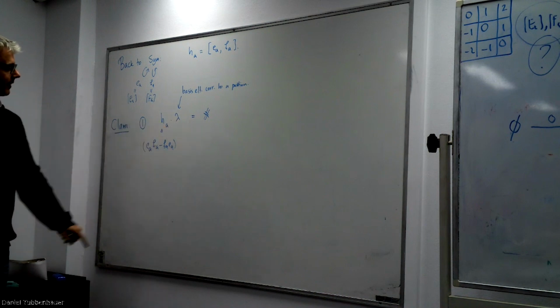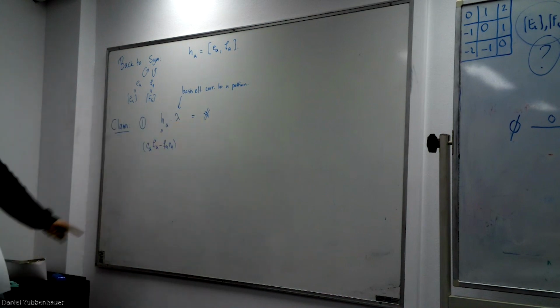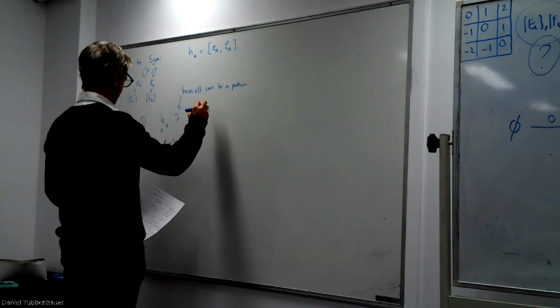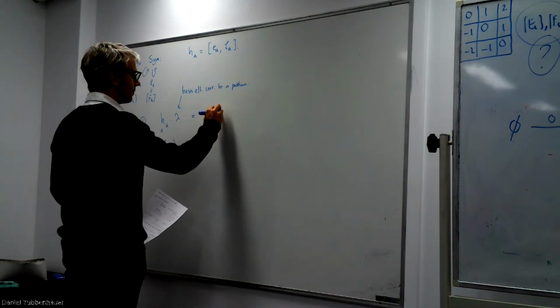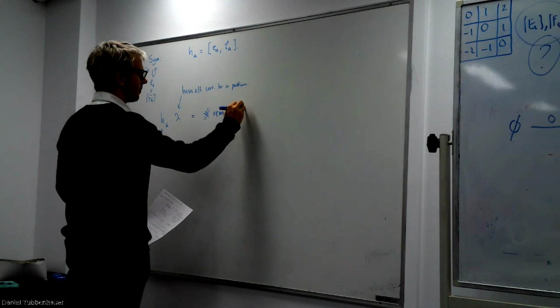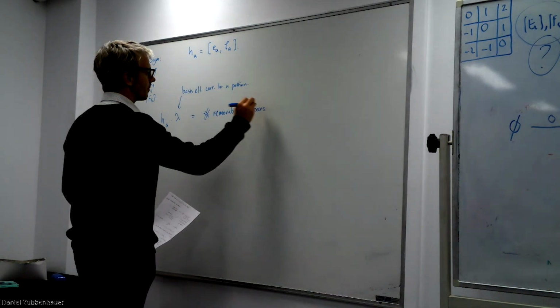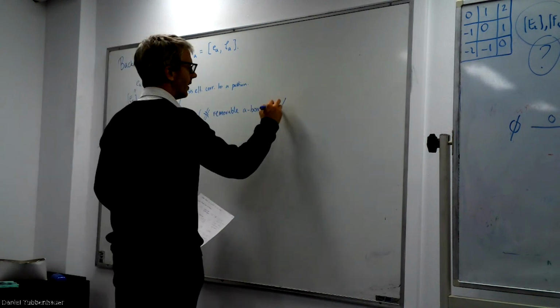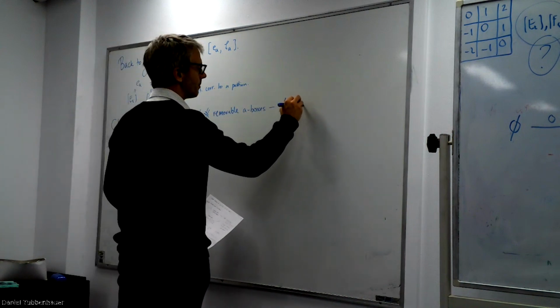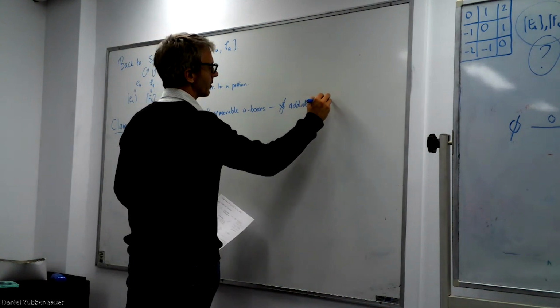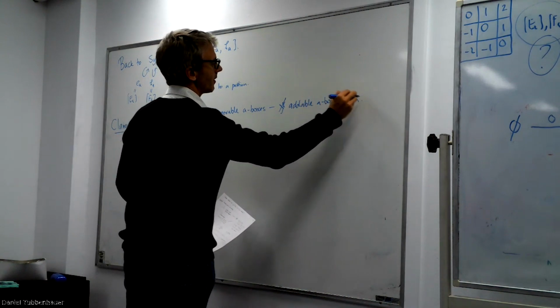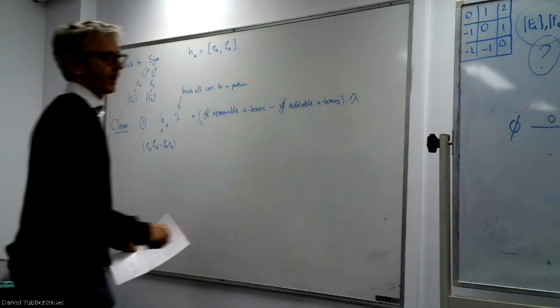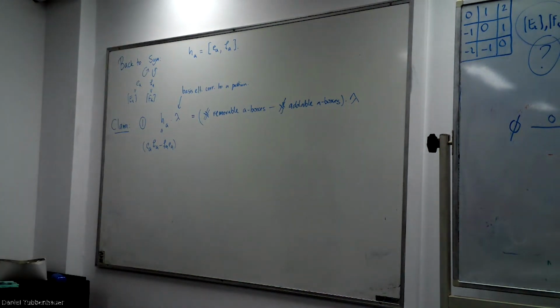So this is a weight vector, and the eigenvalue is the number of removable A boxes minus the number of addable A boxes times lambda. Okay, so our partitions are indeed weight vectors.